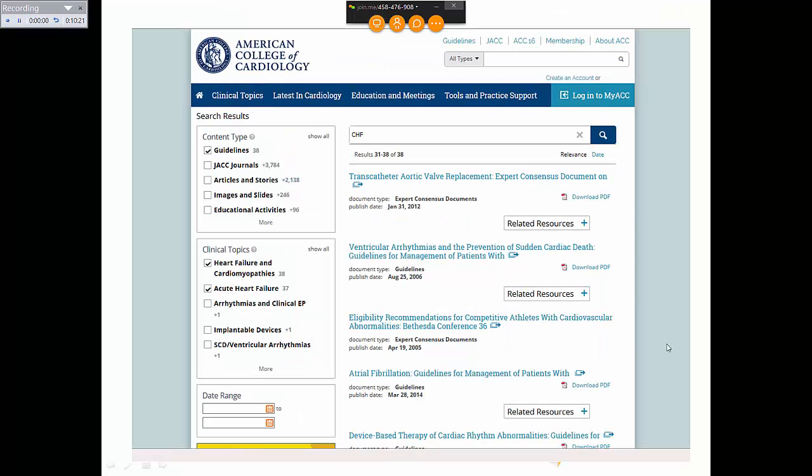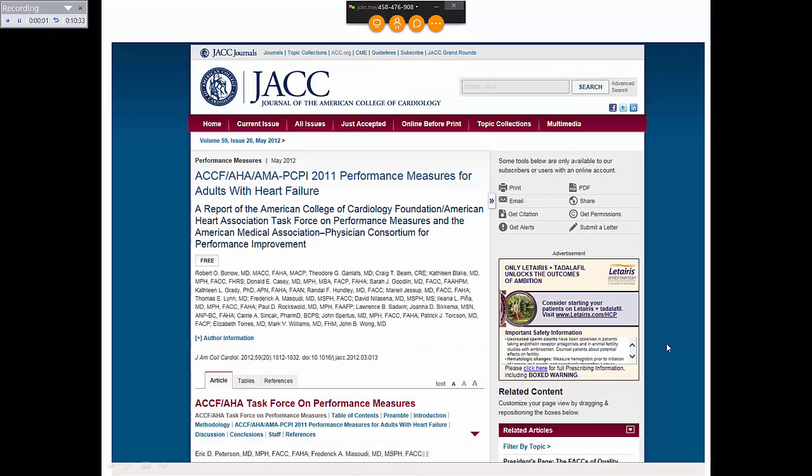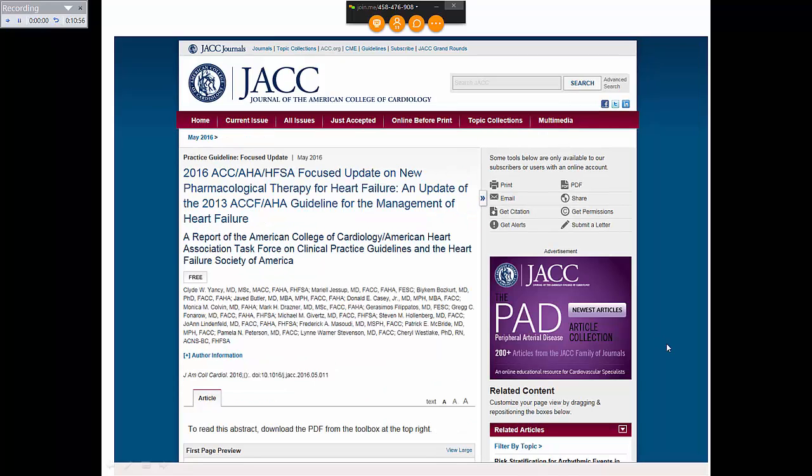When I typed CHF guidelines into the ACC site, 38 guidelines came out, and some of them are for primary care, some for cardiologists. One of the articles you see is the performance measures for adults with heart failure. So not only has the ACC said, we'll give you definitions, but now they're telling us what needs to be ordered, when it needs to be ordered, and what the dollar amount associated with that is. So they're trying to take some accountability in the recommendations they give for management of CHF.